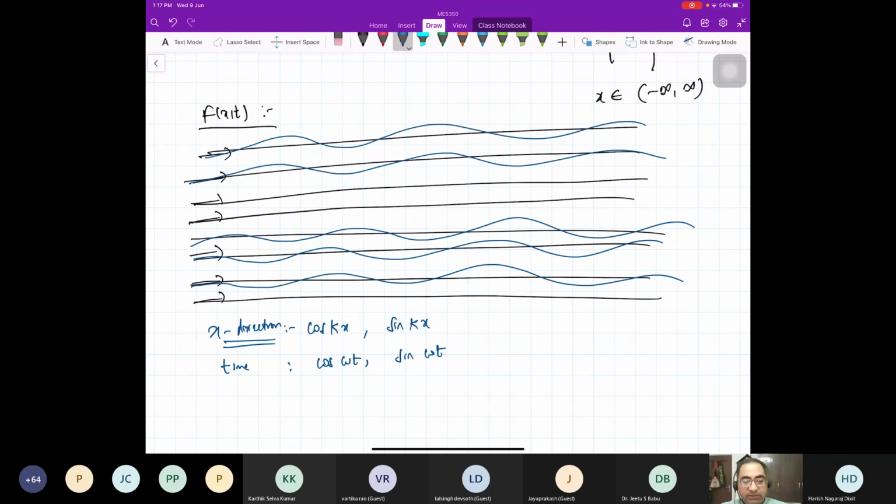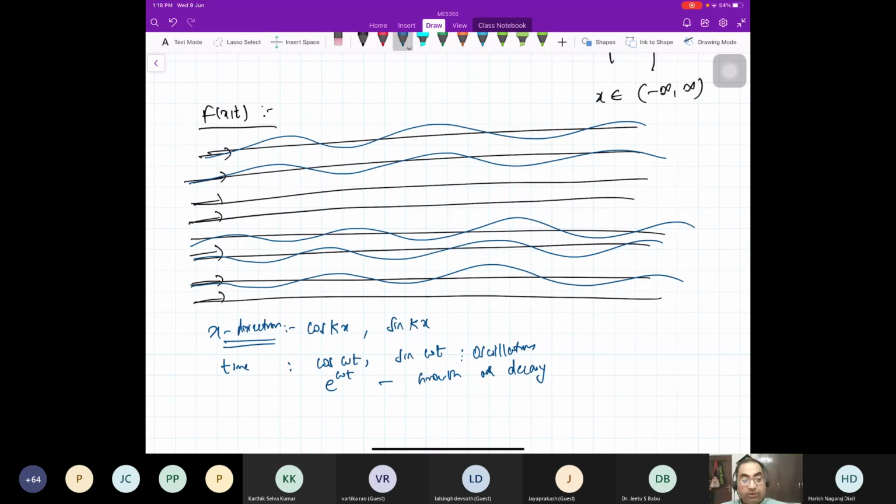Again, I want it to grow or decay in time. I will call it e to the power omega t, or sine omega t or cos omega t. Remember, if I take sine omega t, cos omega t, it is only oscillations. If I want growth, I will have e to the power omega t. Correct? This is for growth or decay.